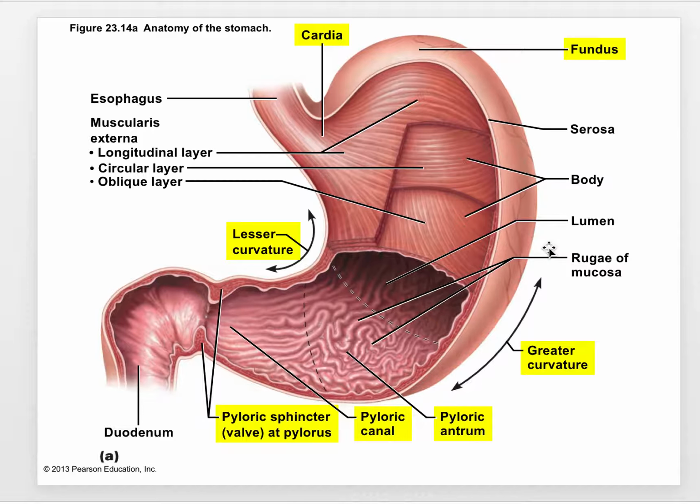Here shows the cardia portion of the stomach, the fundus up here, the greater curvature of the stomach, the lesser curvature of the stomach. This is the pylorus here, all this pyloric area, pyloric canal, pyloric antrum, and the pyloric sphincter here at the distal end of the stomach. It connects the pylorus to the duodenum.